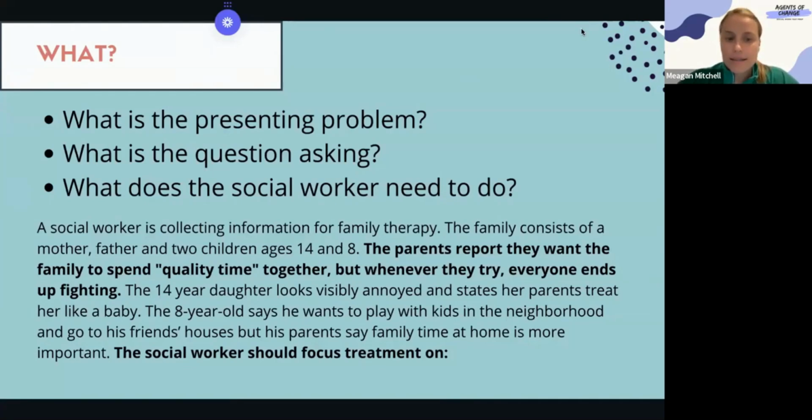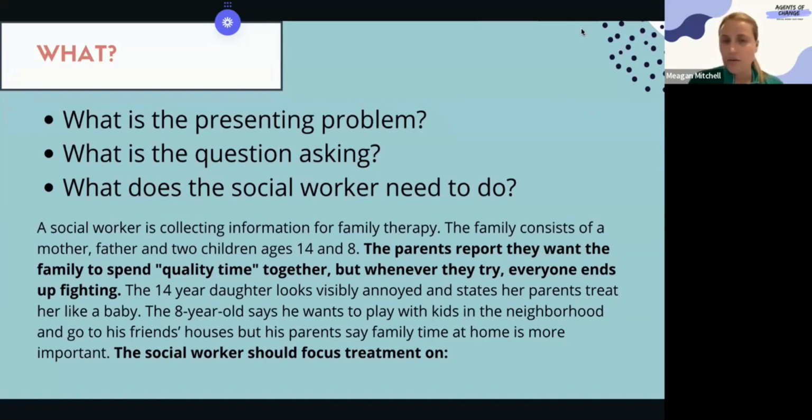What is the question asking? It's saying, what should we focus treatment on? So that's basically saying, what do you do with this information? And then what does the social worker need to do? Here we need to take all of this information, put it together, and work with the family unit towards a goal. We're not saying I'm going to do this for the kid, or for the mom and dad. Family as a unit, how do we get them towards goals together? So that's very different than individual therapy.